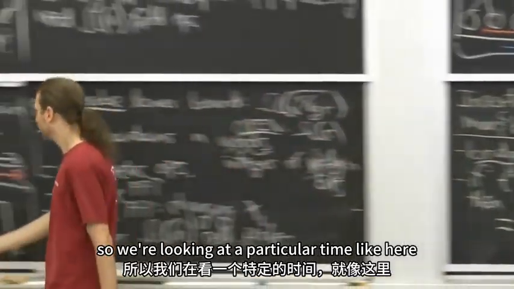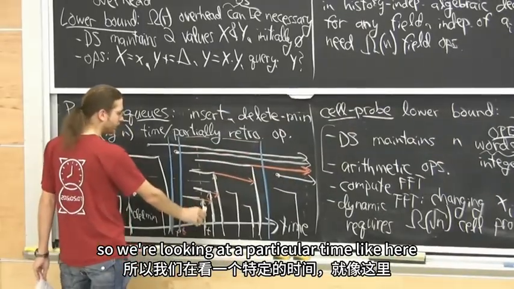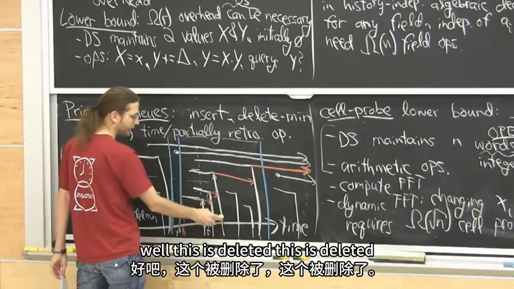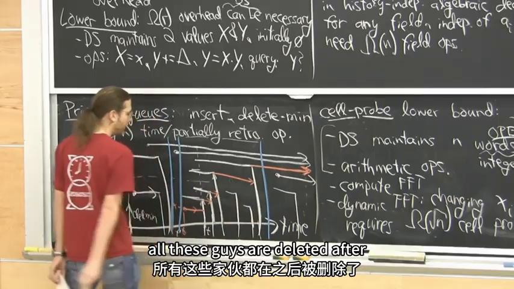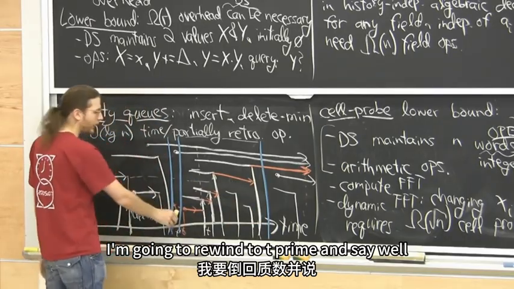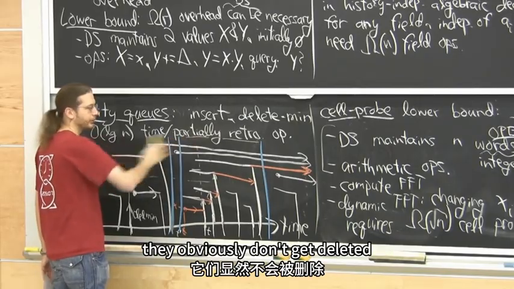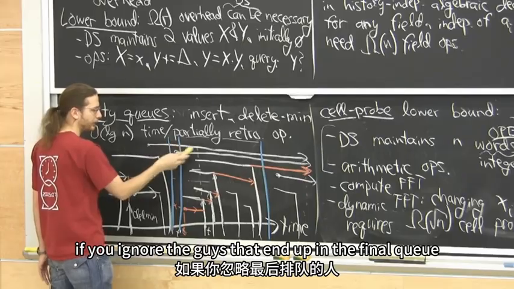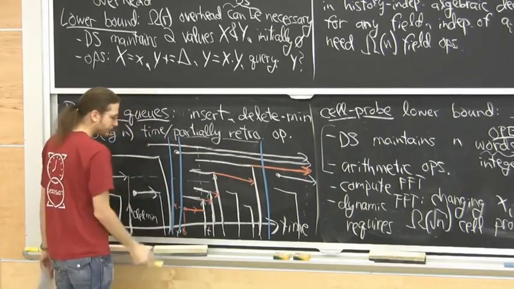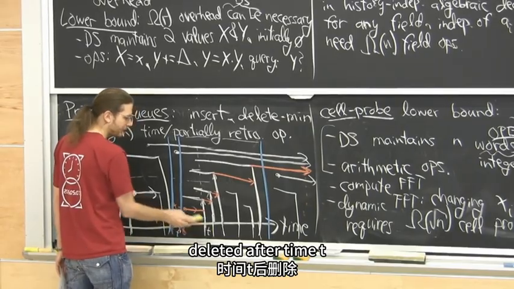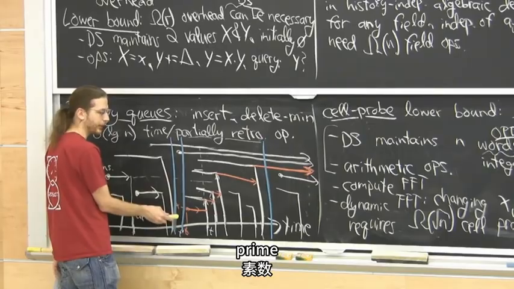So we're looking at a particular time like here. I want to know who are the things that are deleted after that. Well, this is deleted, all these guys are deleted after. I'm going to rewind to t prime and say, well, there are these guys that they survive. They obviously don't get deleted. But if you ignore the guys that end up in the final queue, the guys that get deleted after time t are the same as the ones that get inserted after t prime.